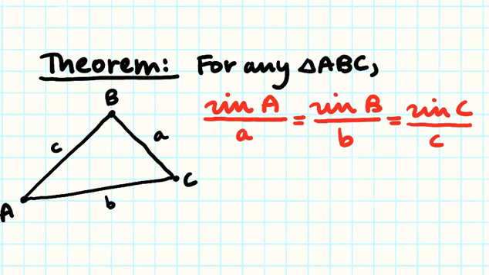Here's the theorem that relates the width of the angle to the length of the leg across from it. For any triangle ABC, sine of A over a equals sine of B over b, which is also equal to sine of C over c. So the ratio isn't the degree measure of the angle to the side length. It's the ratio of the sine of the angle to the side length across from it. That is the relationship.